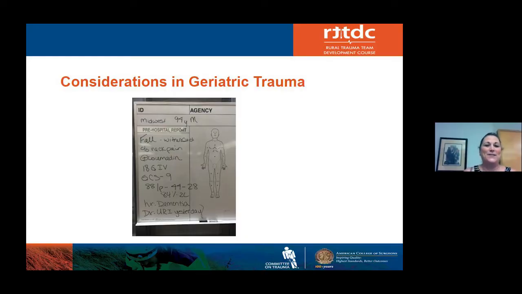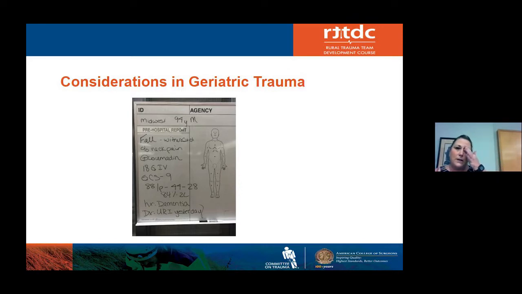All right, so we're going to talk about the considerations in geriatric trauma. What you see on your screen is a flow sheet from EMS. I'm sure they're all different when you're looking at the EMS flow sheet, but basically it's going to tell you a story of what happened with this patient prior to coming into the hospital. You can see this is a 94-year-old male. They had a fall that was witnessed, and they're complaining of neck pain.